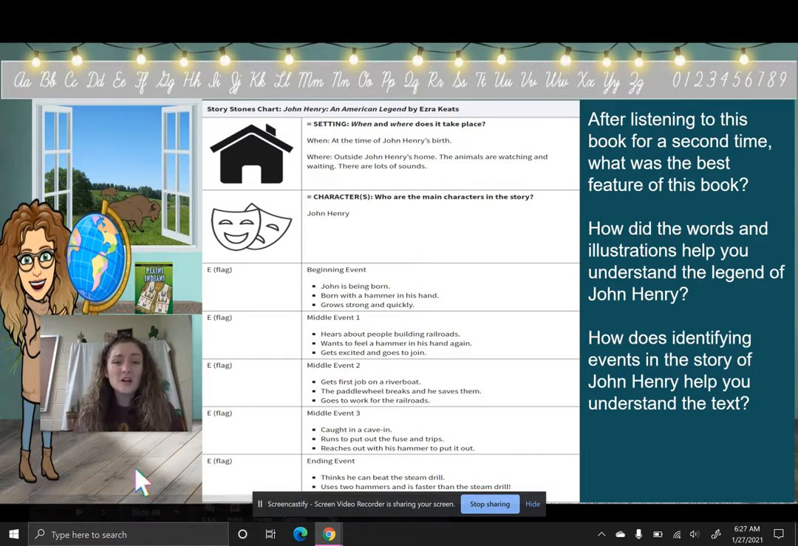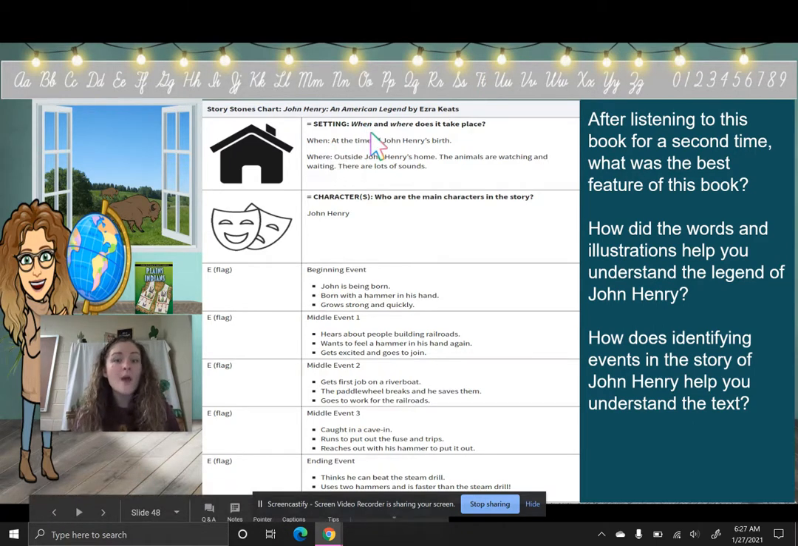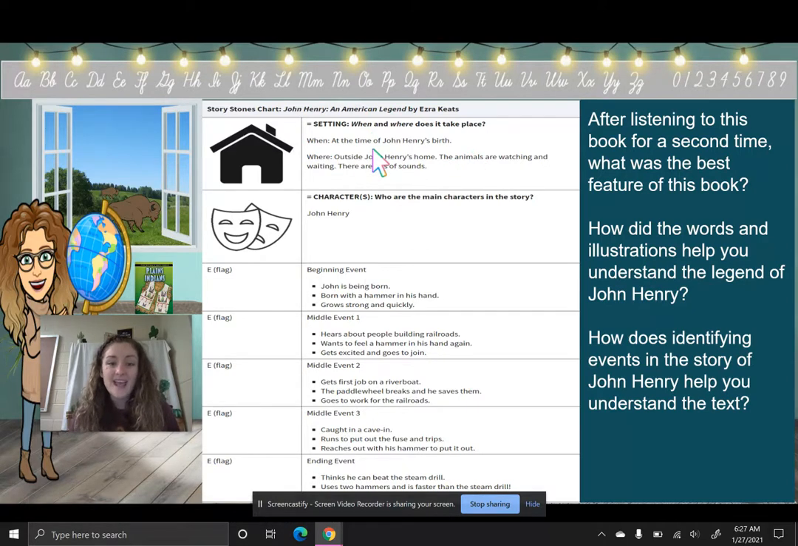So we started by talking about the setting. When and where does it take place? We know that the story takes place the time that John Henry was born, and it took place outside John Henry's home where the animals were watching and waiting. We know that the main character of the story is John Henry. So the beginning event was when John Henry was born, and he was born with a hammer in his hand.